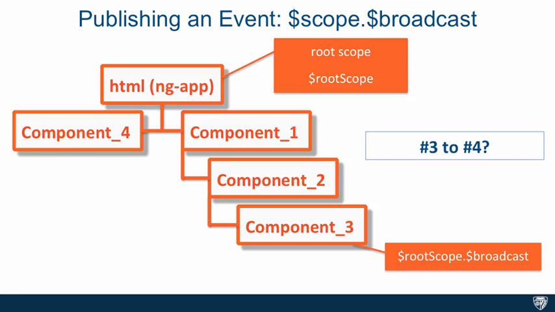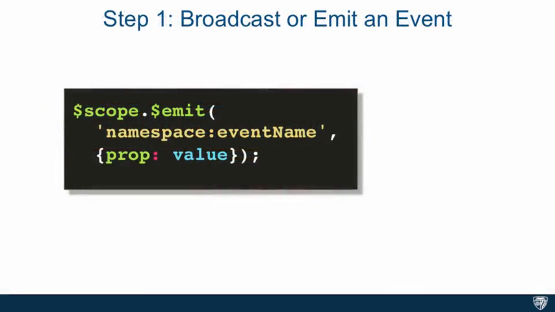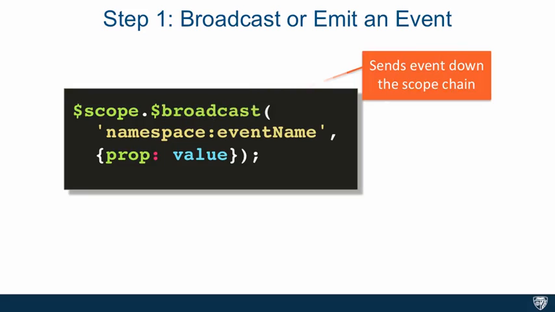Okay, let's look at some syntax. The call to $emit and $broadcast can be done from a controller, service, a component, or anything really. Don't forget the $ as part of the method name. As we said, $emit sends an event up the scope chain. $broadcast, on the other hand, sends the event down the scope chain.